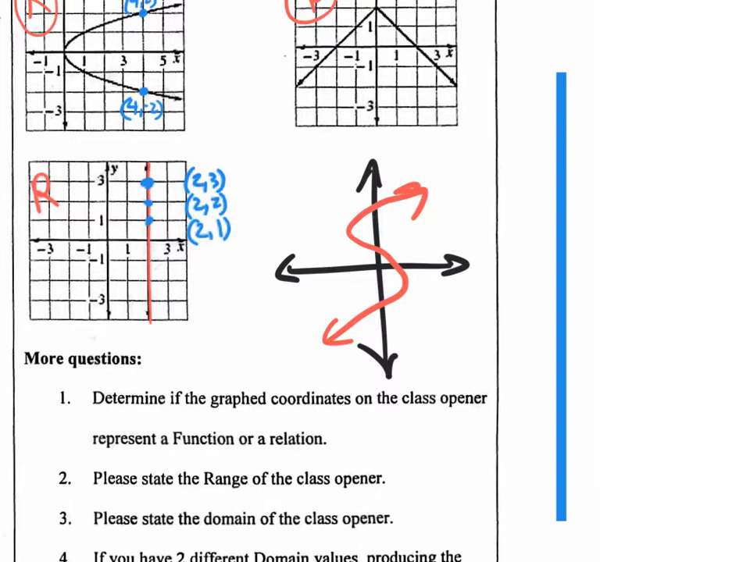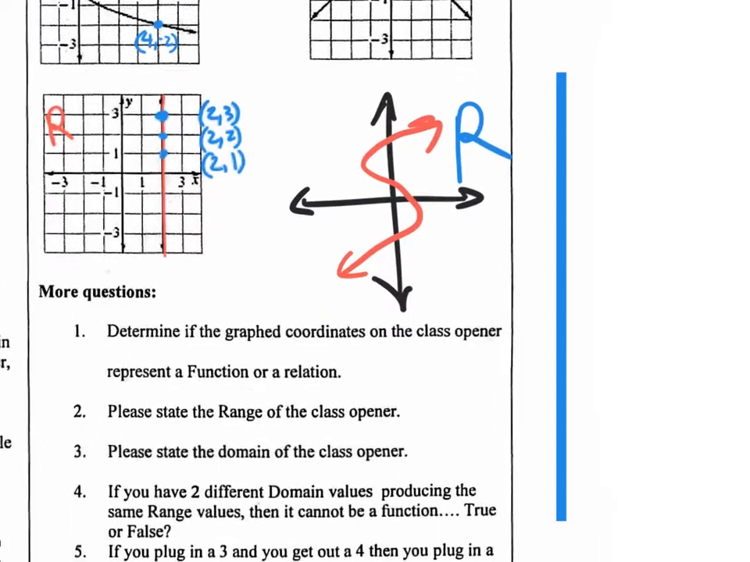Let me even take this a step further. If I asked you for the input 0, how many outputs do you get? 3. Remember, for the input 0, that's X, how many Y values do you get? You get 1, 2, and 3. So that's probably like the coordinate 0, 1, the coordinate 0, 6, and the coordinate 0, -4. So the input 0 gave you 3 different outputs. So this is definitely a relation, not a function. So I'd put an R on this one.